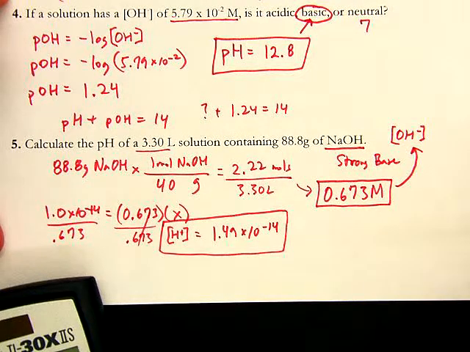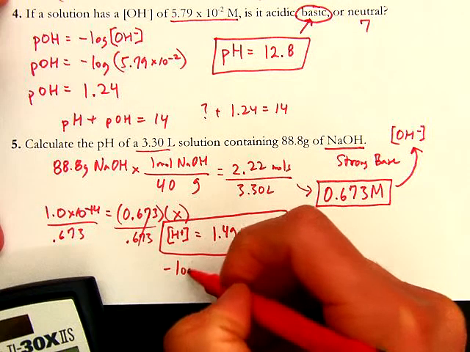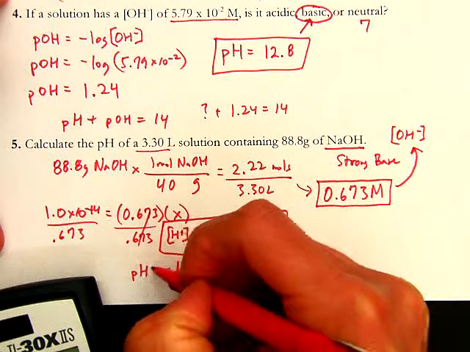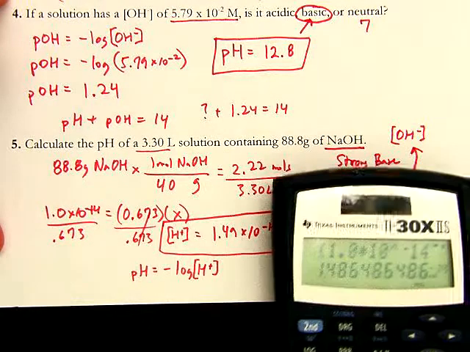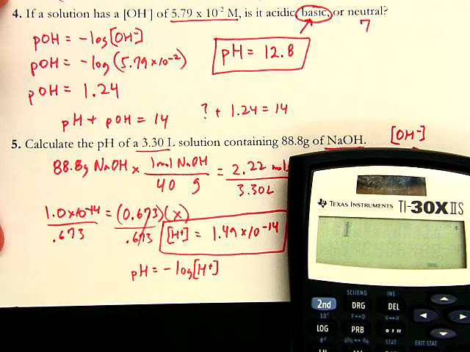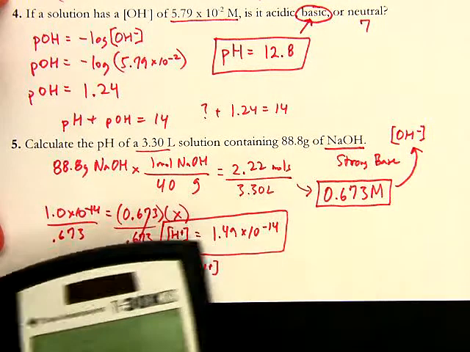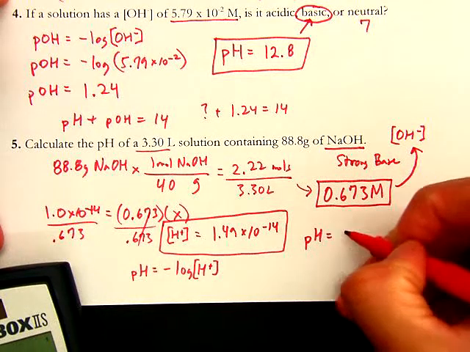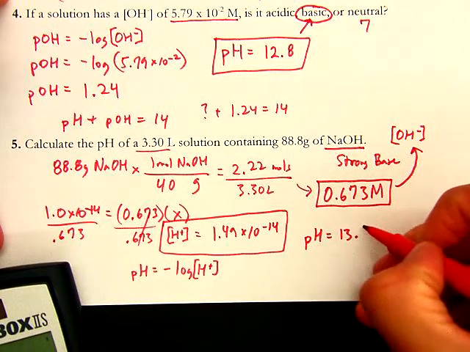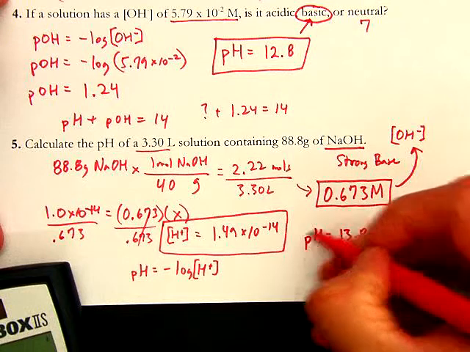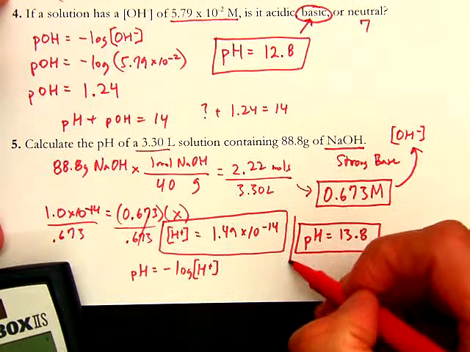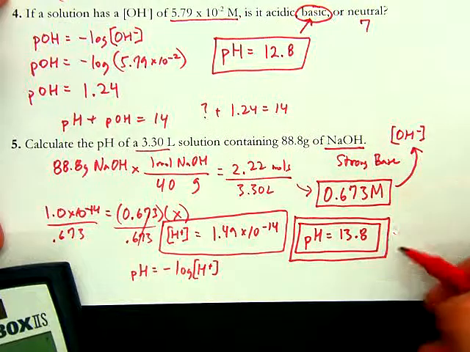Now we can take the negative log of this number to find our pH. I'm going to take the negative log because it's already in my calculator. Negative log of that number, and I get a pH of 13.8, which is what we're solving for. This is our final answer.